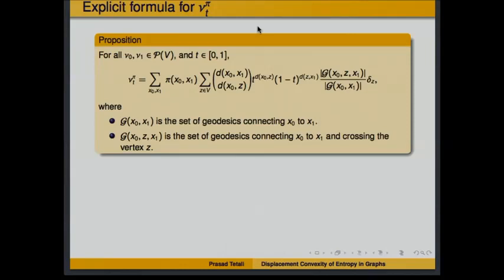And, you know, more generally you can write it down explicitly what it is, but what you get is, of course, for any z, if you ask what's the mass on z, then it depends on the number of shortest paths between x and y, or x0, x1, that use z compared to the total number of geodesics. Okay, so that's the ratio.